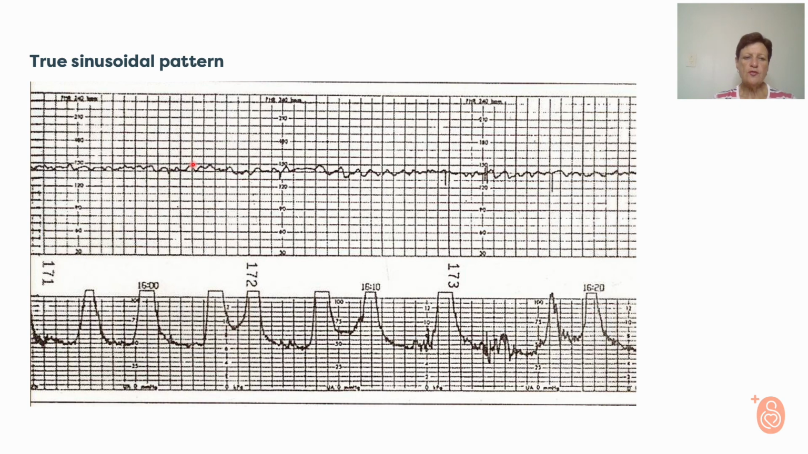Here you can see an example of a true sinusoidal pattern. You can see here this typical sine wave, and here you can see 120, 130, 140, 150 beats per minute. So you can see this fetal heart rate has this wavy pattern here between 140 and 150 beats per minute all the time, and it goes on and it lasts. In this case, this is 10 minutes, another 10 minutes, it's 20 minutes, and this is almost going on to 30 minutes, and this is a typical true sinusoidal pattern.